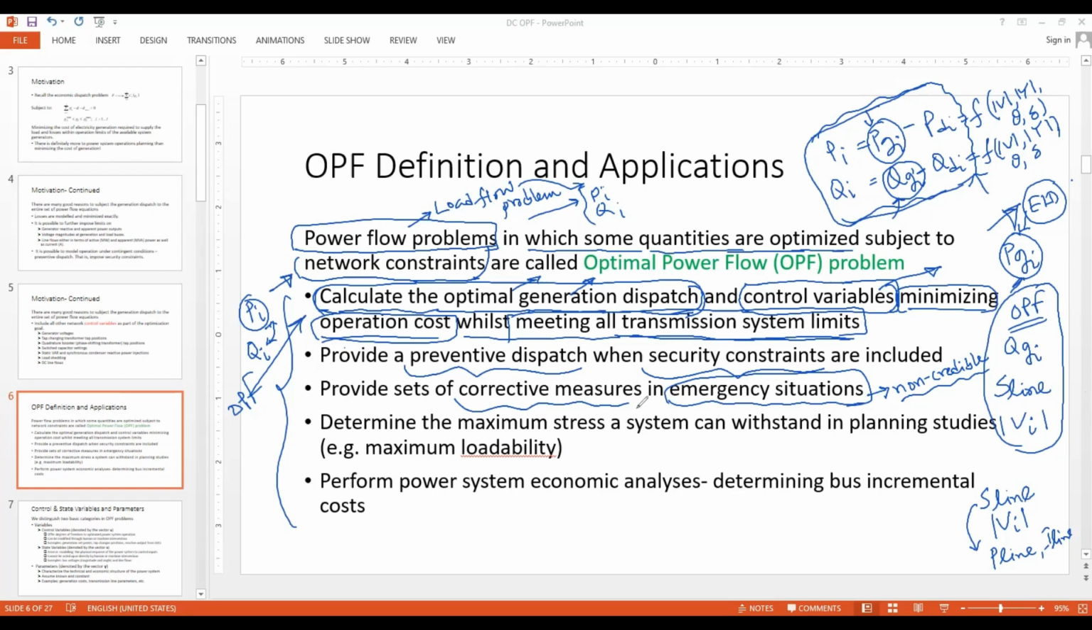So the corrective measures are taken after the problem has occurred. This is in the emergency situation, whereas the preventive dispatch is pre-planned. So when that time of the year comes, you simply follow your routine work, that now your dispatches should be made following this schedule.